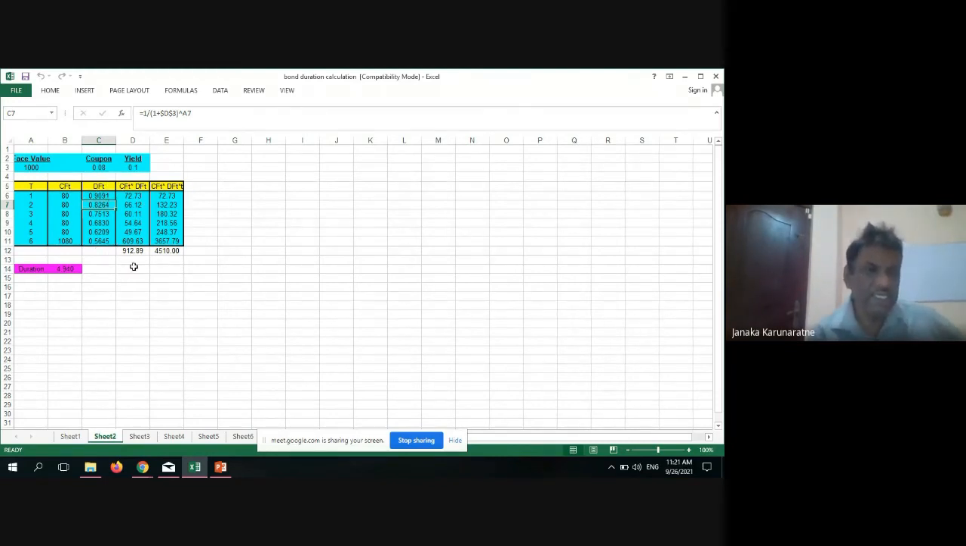I think the person who got 99909, maybe you have worked out the discount factor to a couple of decimals. That may be the reason. So this multiplied by this much is this one. The numerator is this multiplied by this one. So the total numerator value is 4,510, and divided by the price, your duration is 4.94.